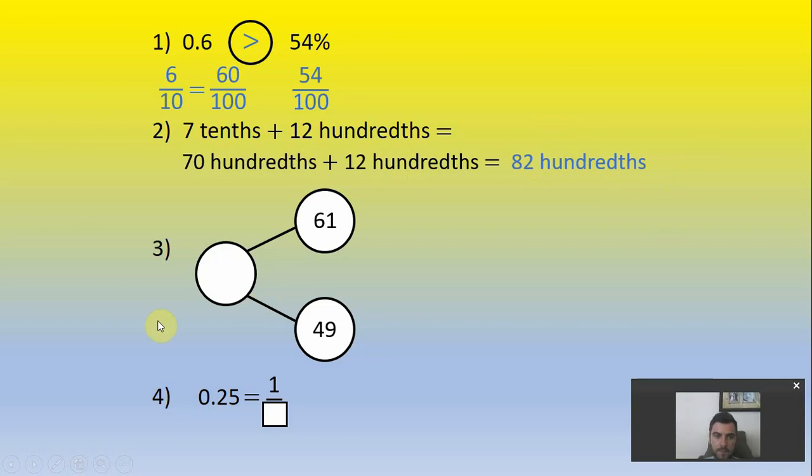Number 3, if you add both of these together, you'll get 110. There are different ways to add. I'd imagine most of us would have partitioned the 10s and the 1s. So I would have added 60 and 40 to get 100, and 1 add 9 will give us 10. Add them together and it gives you a total of 110. And question 4, hopefully we just know this one instantly now. 0.25 equals 1/4.